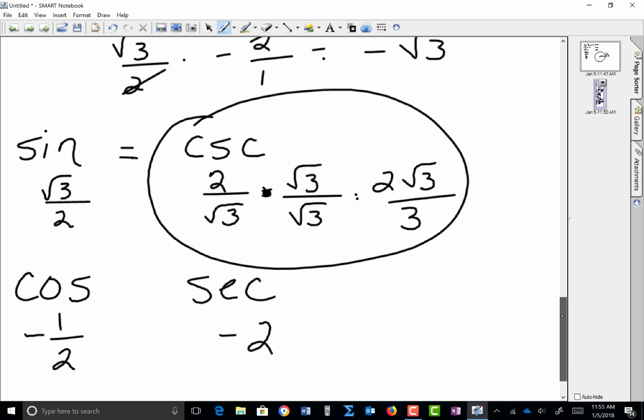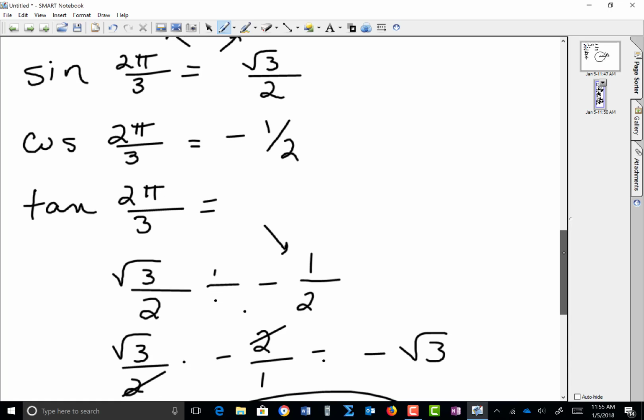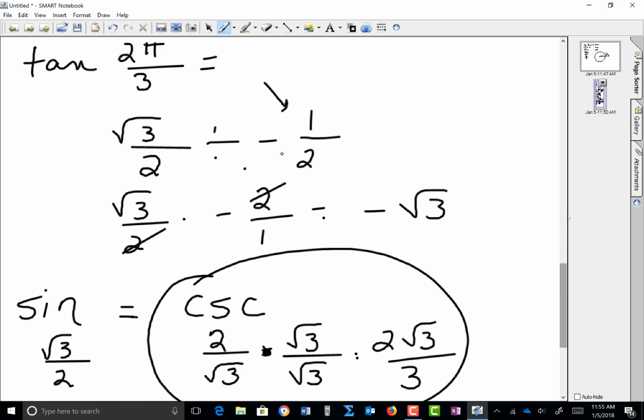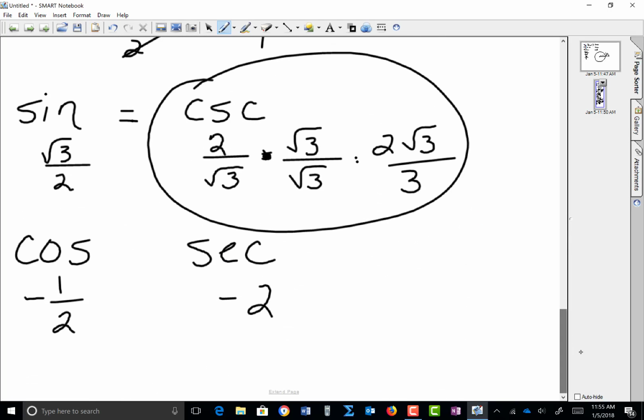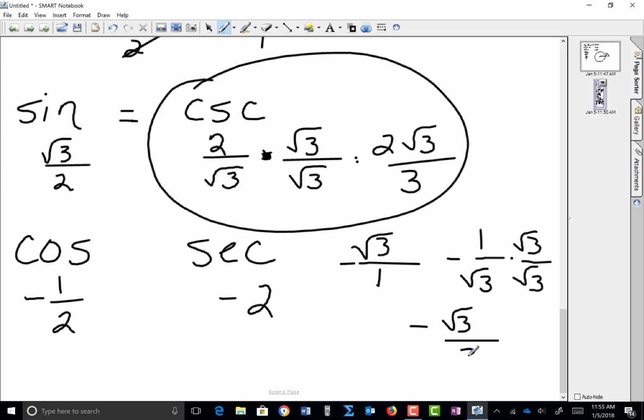If I have tangent, which ended up being negative the square root of 3, negative the square root of 3 over 1, if I flip it, is negative 1 over square root of 3, and if I multiply by the radical, I get negative square root of 3 over 3. So that would be the cotangent. So this is how you find all 6 of those trig functions in relation to what I have on the unit circle.